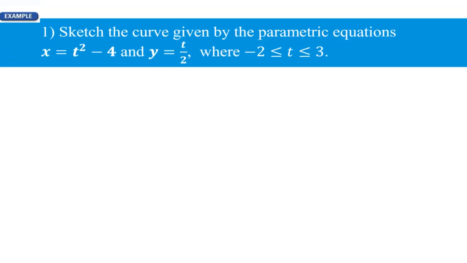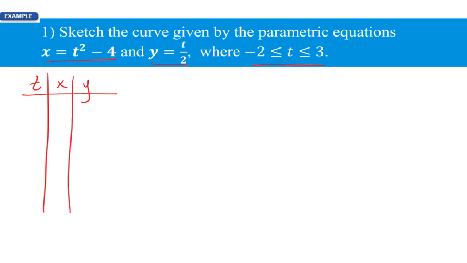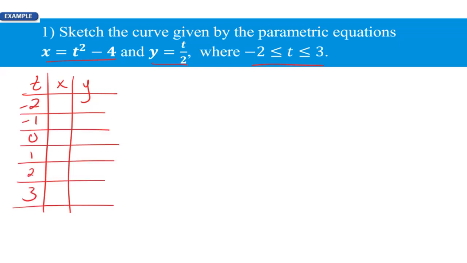They want us to sketch the curve with these parametric equations when t is between -2 and 3. So I'm going to make a table with a column for t, a column for x, and a column for y. I'm going to choose values for t from -2 all the way to 3. To find my values for x, I'm just going to plug these t values into my x equation. When t is -2, x is 0. When t is -1, x is -3. Those are my values for x, and I'm going to do the same thing for y. So y is t divided by 2, and those are my values for y.